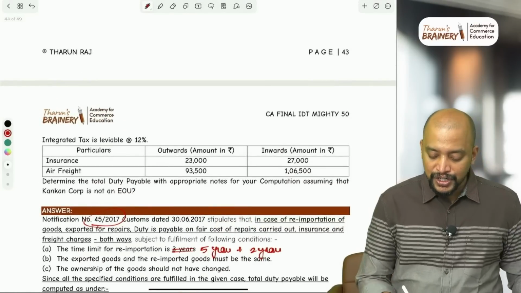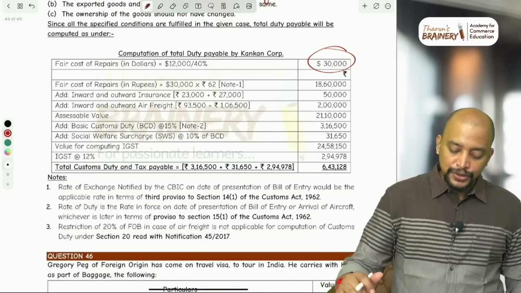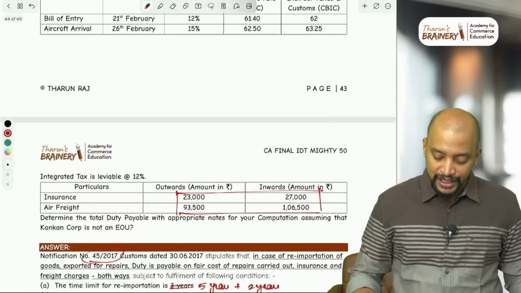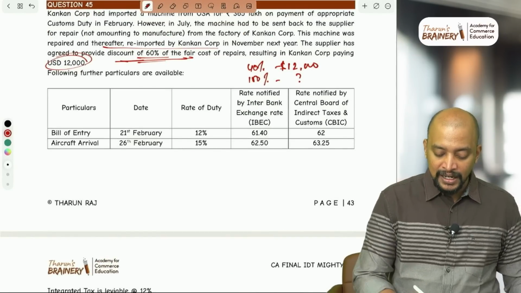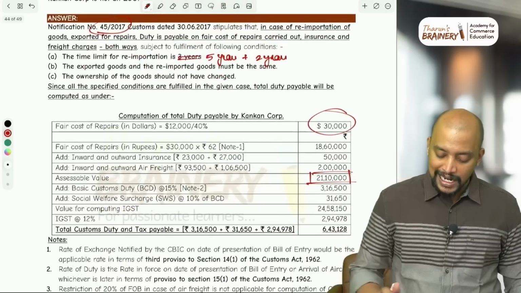Then freight and insurance both ways, you add everything. So this is the freight and insurance both ways. So you will be getting the assessable value. On that assessable value, regularly we need to compute the customs duty, the basic customs duty, at the presentation of bill of entry or arrival, whichever is later. So 26 February, so 15% should be taken as the rate.